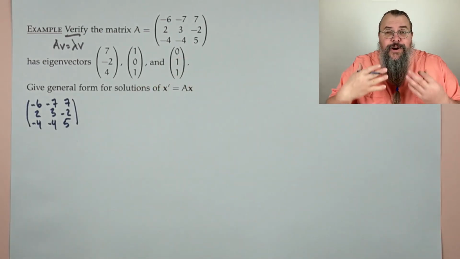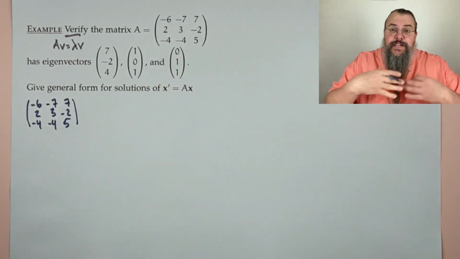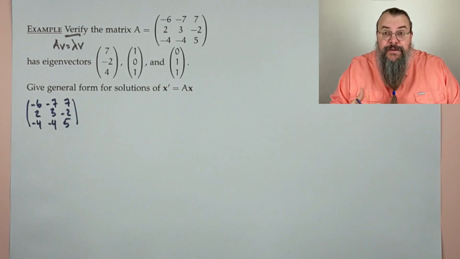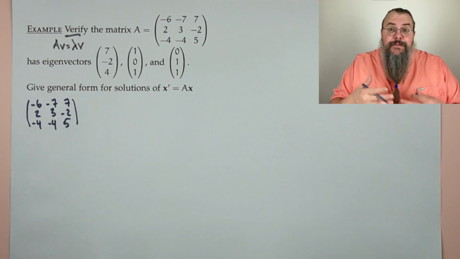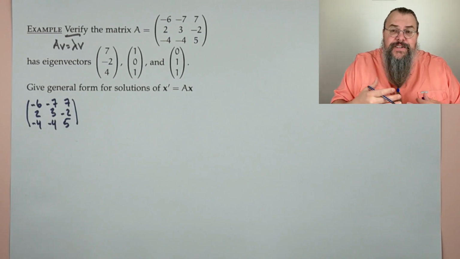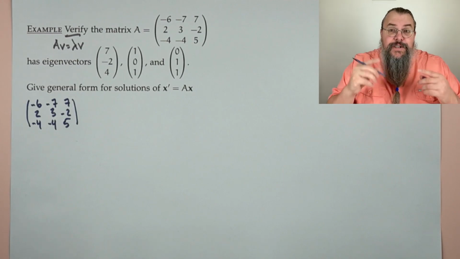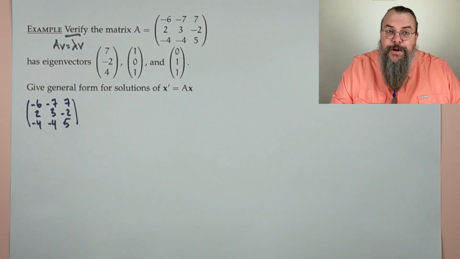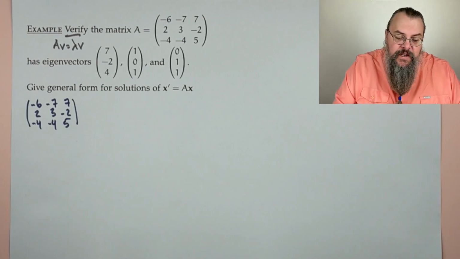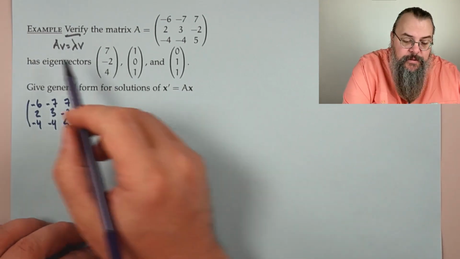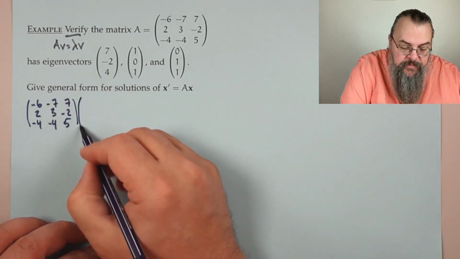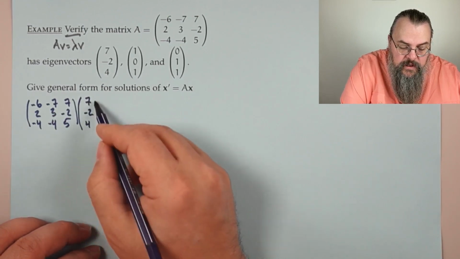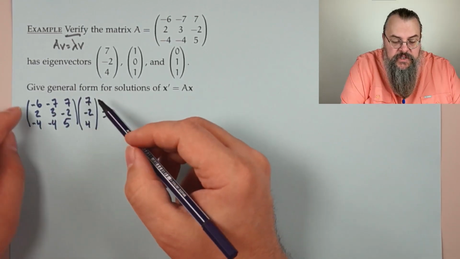Oftentimes, one of the hardest things about these problems as we're getting into matrix problems is there's a lot of copying involved. And copying leads to potential errors because it's easy to make a small mistake. So it doesn't hurt to take a second and make sure we copy things correctly. Now we write our vector because we want A times v. So we're going to have 7, minus 2, 4. And we carry out multiplication.